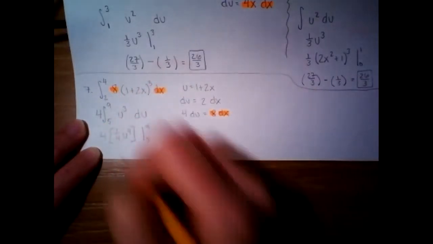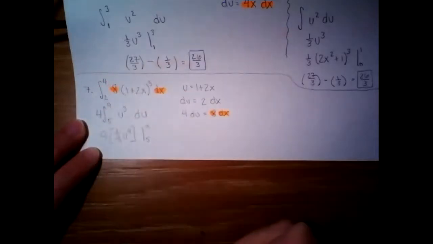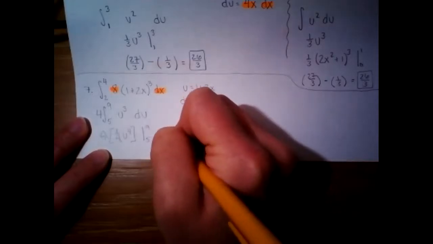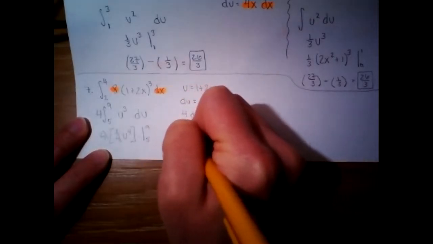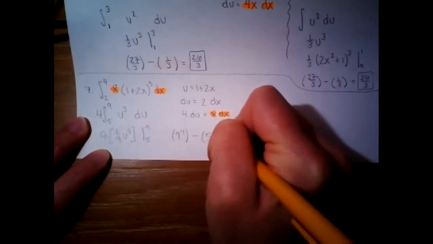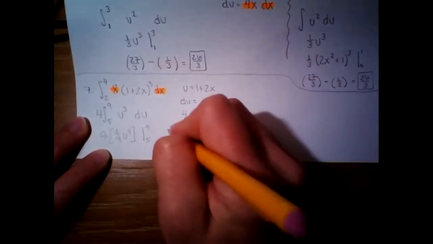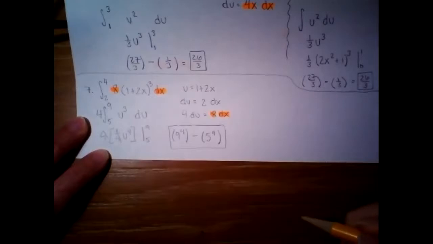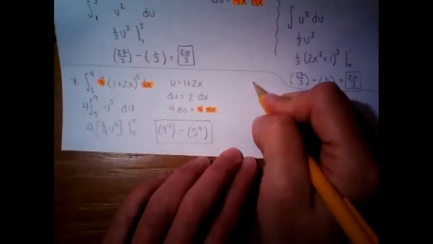And what's nice here is the 4 and the 1/4 are going to cancel. So those are gone. And just upper boundary minus lower boundary. So that would be 9 to the 4th, which I don't know what that is off the top of my head, but 9 to the 4th minus 5 to the 4th. And I'm going to just leave it like that. So whatever that is. Now, again, let me just show you the other way.